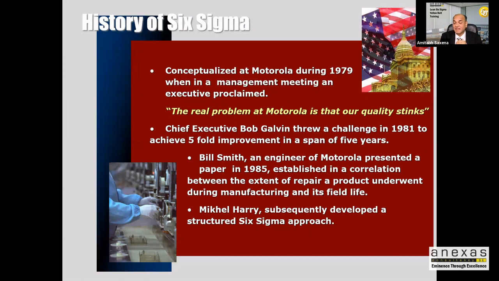So Bill Smith and Michael Harry, 2 engineers at Motorola, used to convert improvement opportunities to projects. So what is the definition of a project? The definition of a project is that it has a starting point and it has an end point. It doesn't exist after some time. A project is a one-time activity. It doesn't exist after some time.